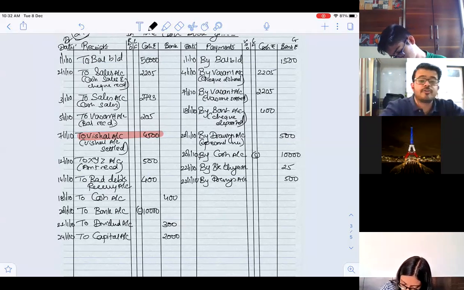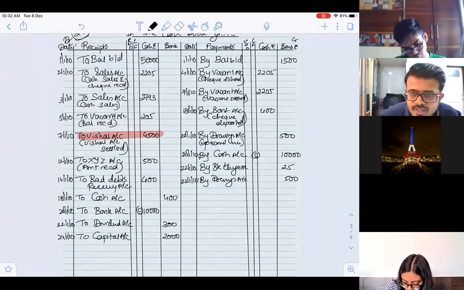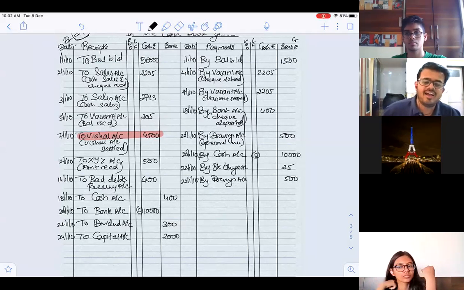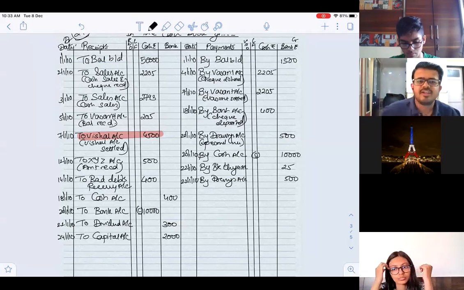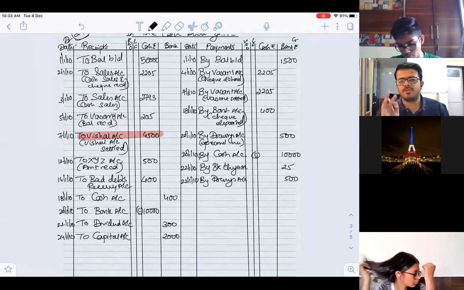And 3000 from current to fixed deposit. Current से fixed deposit. By fixed deposit. पक्का? Yes, sir. Because you had told us fixed deposit, then we have business also. It is for business, boss. It is an investment of business. Okay. Personal का भी हो सकता है अगर personal दिया है तो. Otherwise FD belongs to business.